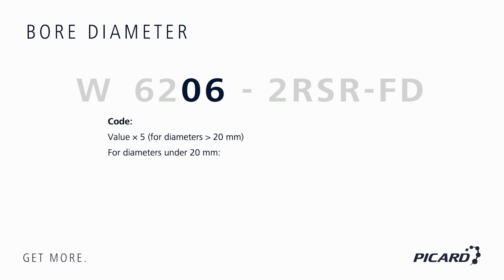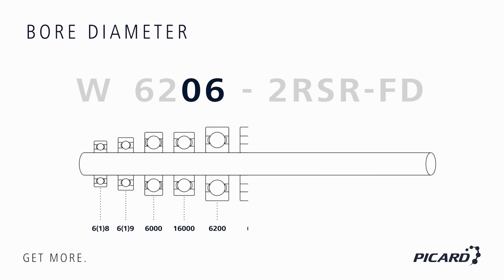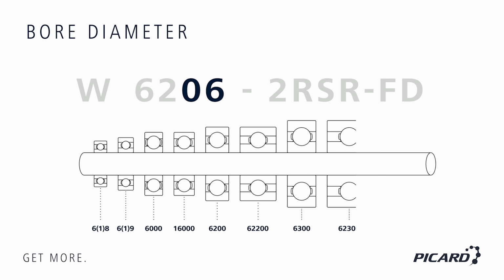For bore diameters below 20 millimeters, there are special codes to remember. 00 stands for 10 millimeters, 03 represents 17 millimeters, and so on. Here's an overview of these exceptions, which cannot be calculated using the times 5 rule. As you can see, there are multiple size series available for bearings with the same bore diameter. That means all these bearings fit the same shaft, but their outer ring dimensions differ.